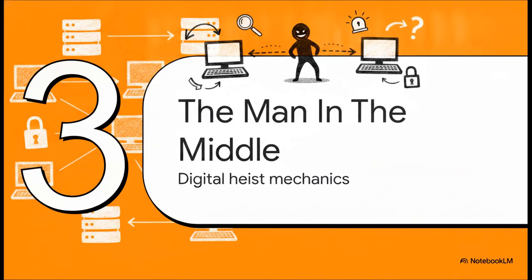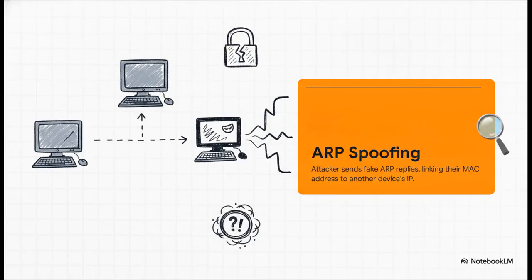Section 3. The man in the middle. How the digital heist happens. Right, so here is where the fundamental flaw in the whole system reveals itself. Traditional ARP, it has absolutely zero built-in authentication. None. It just blindly trusts the answers it gets.